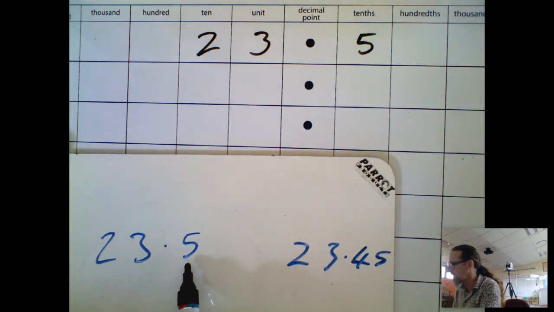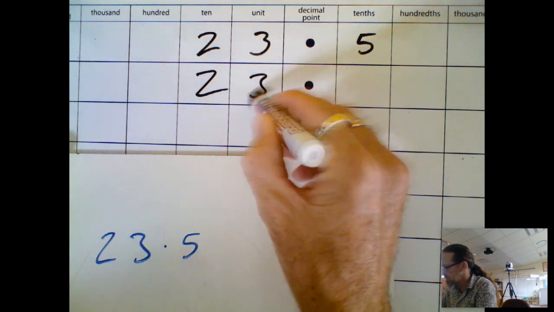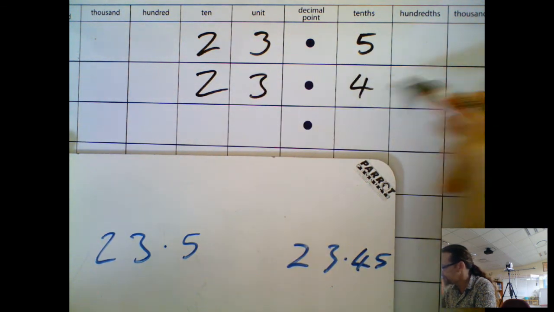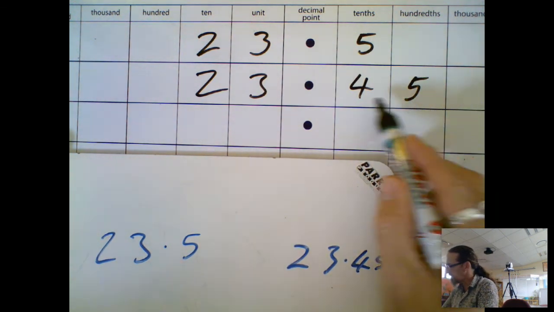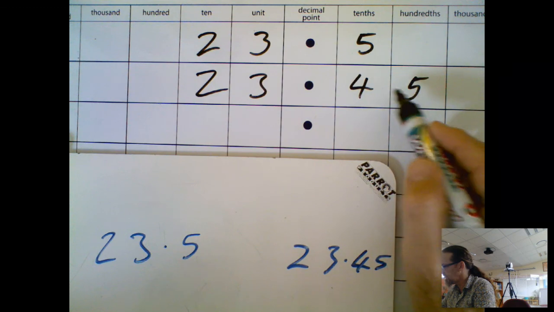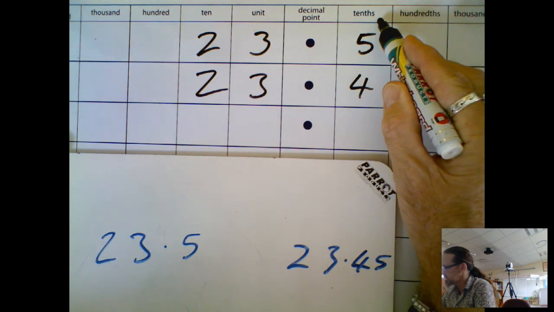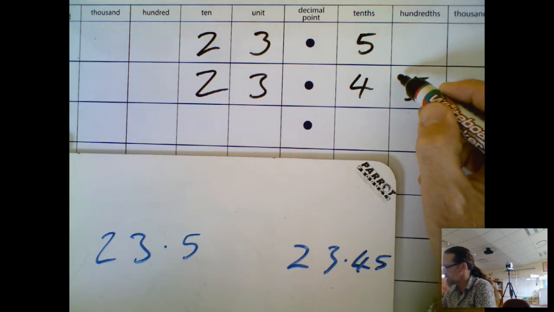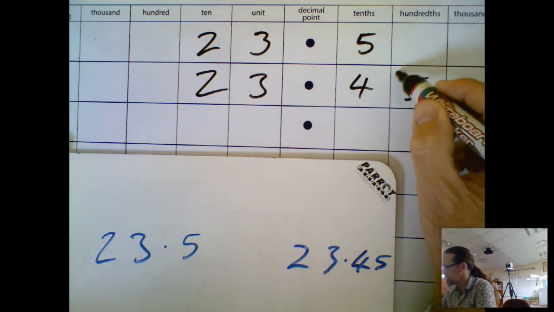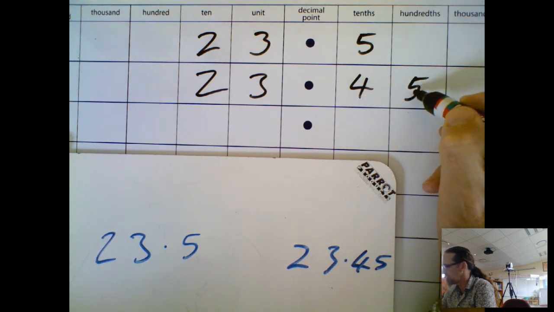But you have to look at the columns, because this 23.45, okay, we need to look at the columns, and we can see here that we've got 45 hundredths. 4 tenths is the same as 40 hundredths. So it's like having 45 over here in this column, but we can't put the 40 in there. We've got 4 tenths and 5 hundredths.